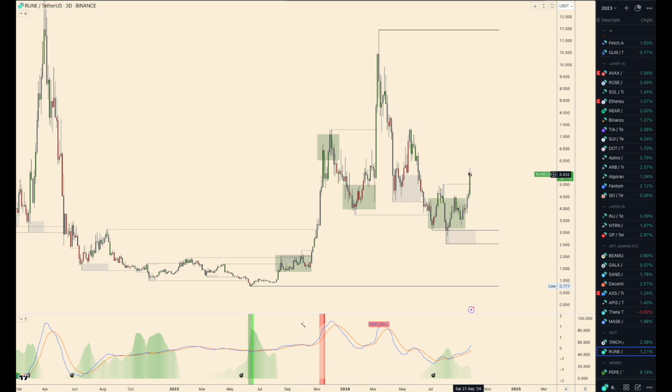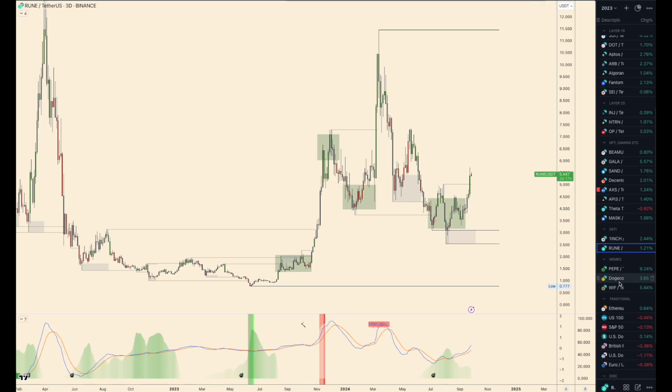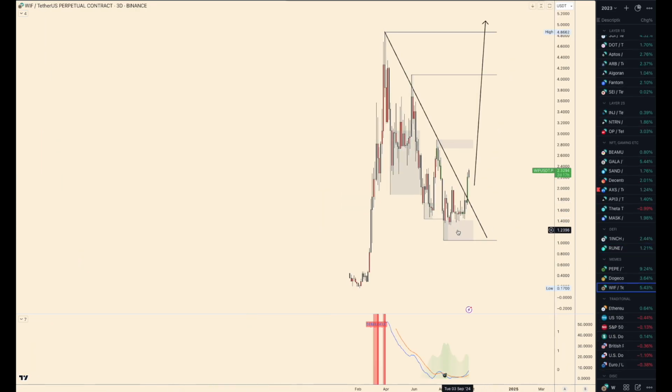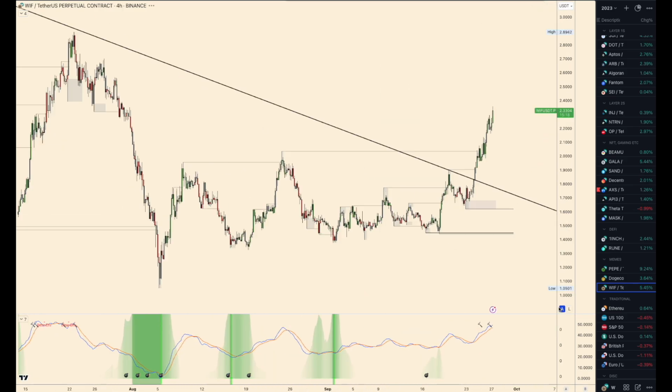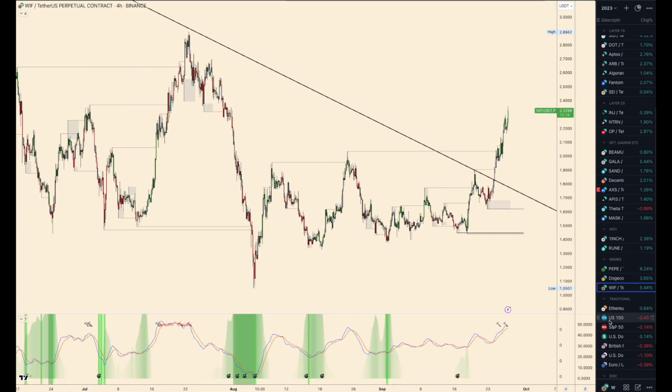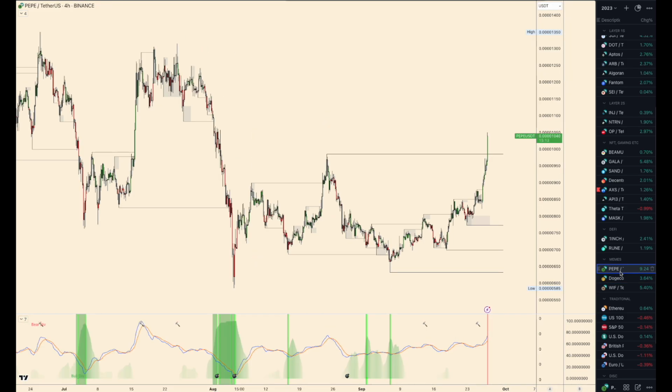And this is sort of what we already saw. I think it looks pretty decent. When it comes to meme coins, WIF broke out, finally holding that as well. I think this is also going to go higher, moving into some kind of a resistance, very similar to Pepe.